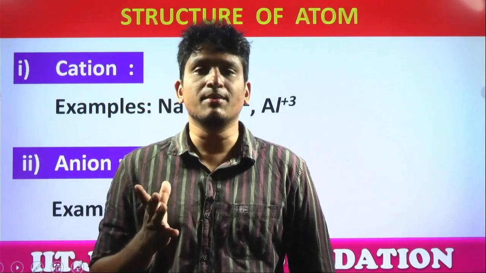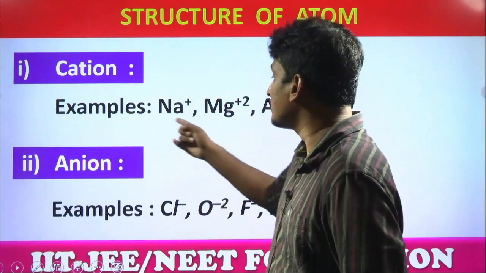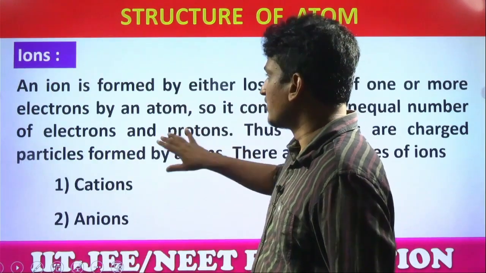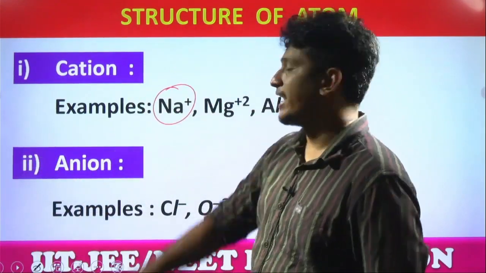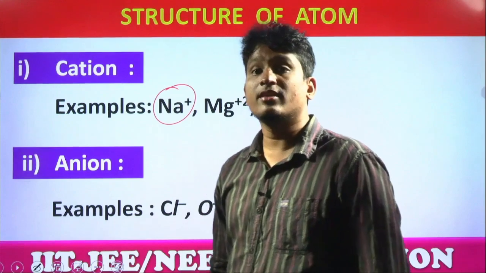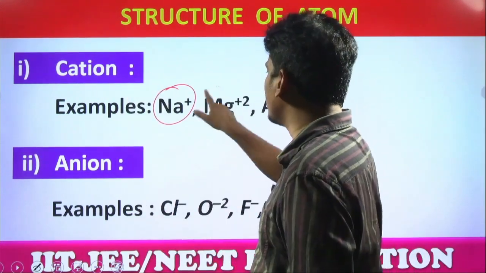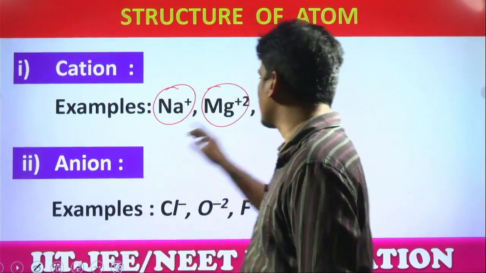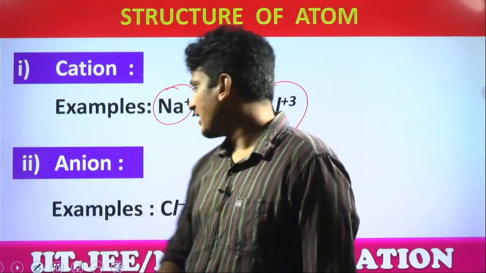Ultimately, these ions are coming from atoms only. Yes or no? So, what are cations? Positively charged particles are called cations. Look here. First example, sodium ion. What is the charge? Na+1. That means the sodium atom forms Na+ when it loses 1 electron. Magnesium ion, Mg+2, when it loses 2 electrons. Aluminium ion, Al+3, when it loses 3 electrons.